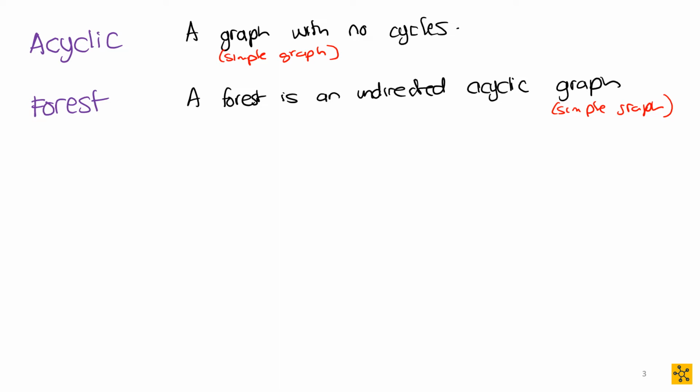So again, we have this situation of wanting to define what a tree is and the difference between a tree and a forest. So a tree is actually a connected, undirected acyclic graph. So all the branches, all the bits of the graph, have to be connected. So we have a tree.